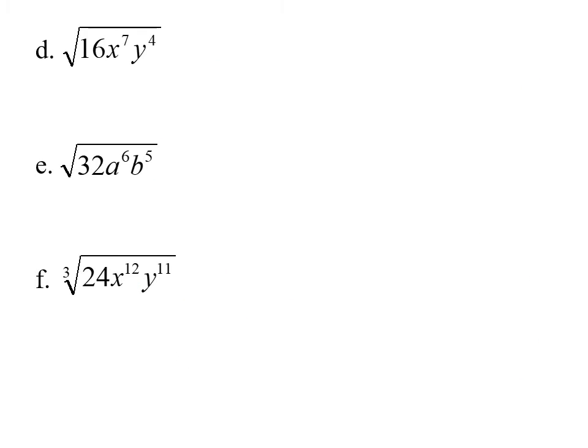Okay, let's do it with some letters. Actually, the letters are easier to do than the numbers, in my opinion. For instance, this first one, I have the square root of 16, x to the 7th, y to the 4th. So the 16, I can do the square root of 16. That's just 4. And so I could rewrite this as 4 squared, x to the 7th, y to the 4th.